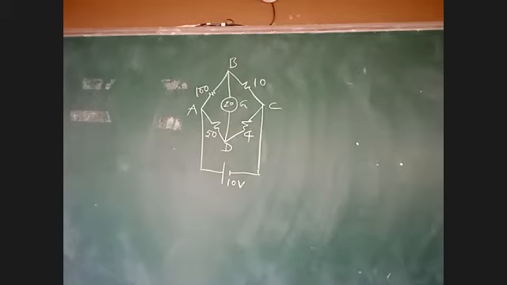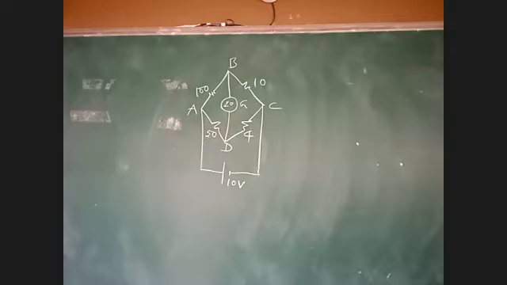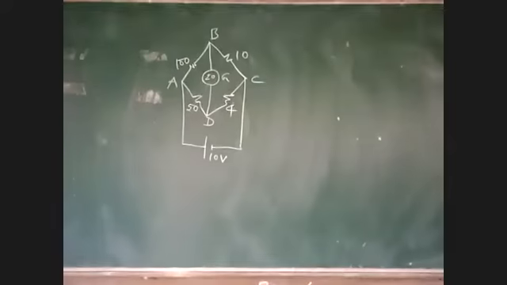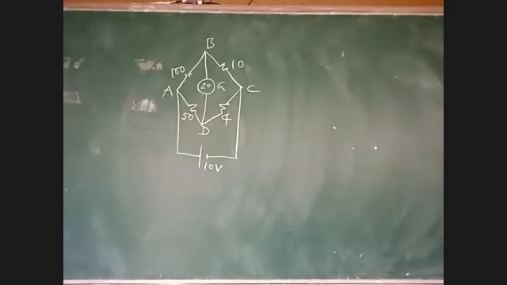Determine the current in galvanometer G having a resistance of 20 ohm using Thevenin's theorem.